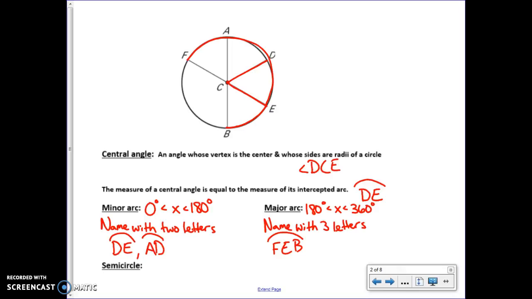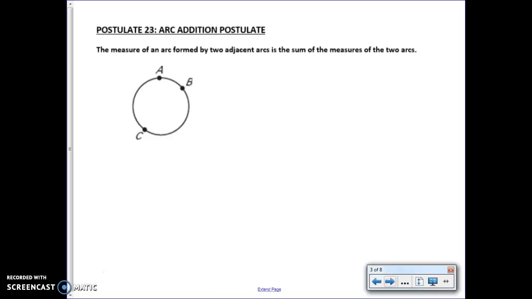A semicircle is equal to 180 degrees. We name a semicircle with 3 letters, and again that helps us to distinguish which part of the circle we're talking about. So a semicircle could be like AFB. And there are other options. FDE would be a semicircle. You can pick out some others that you see if you would like.